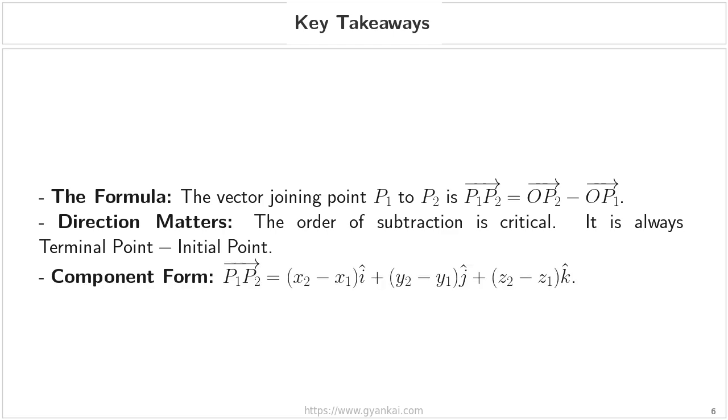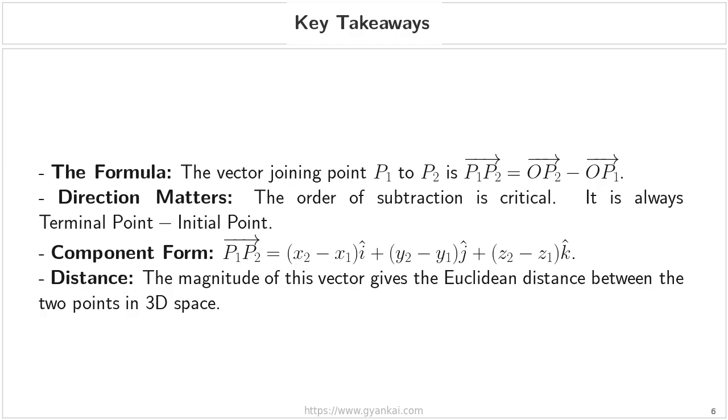If we look at this in terms of its algebraic components, as we saw in our earlier slides, the vector P1P2 can be written as x2 minus x1 times i plus y2 minus y1 times j plus z2 minus z1 times k. This component form is what allows us to work with these vectors in a three-dimensional coordinate system. Finally, remember that the magnitude of this resulting vector represents the actual Euclidean distance between the 2 points in three-dimensional space. It's the straight line length between them.